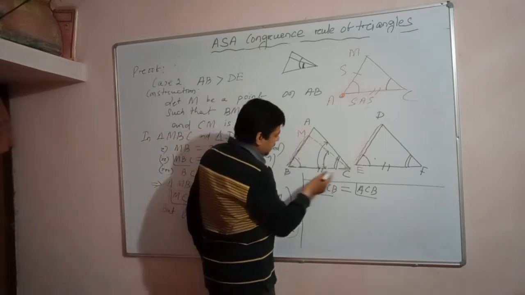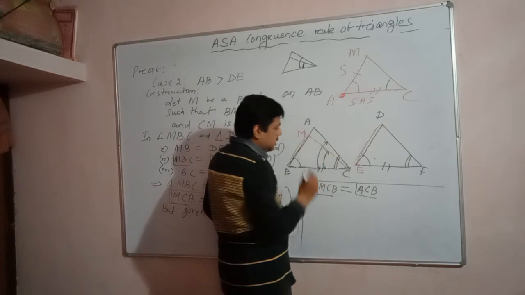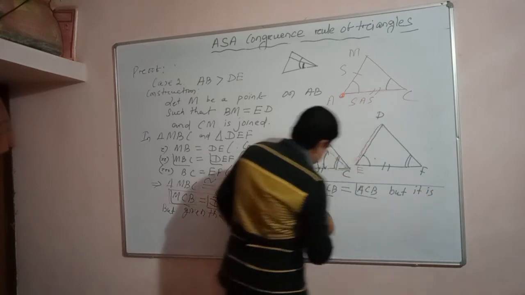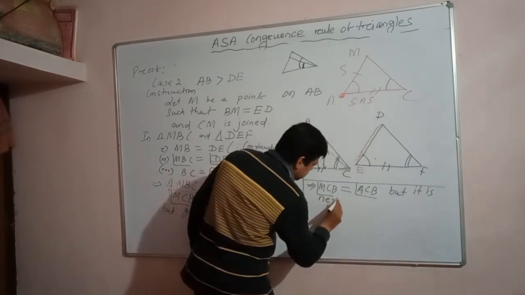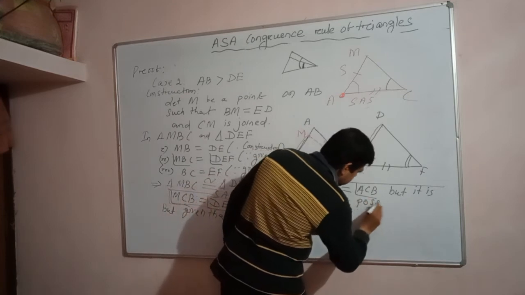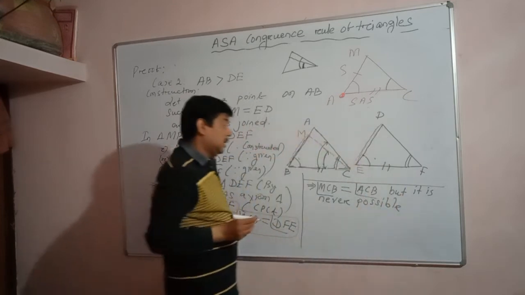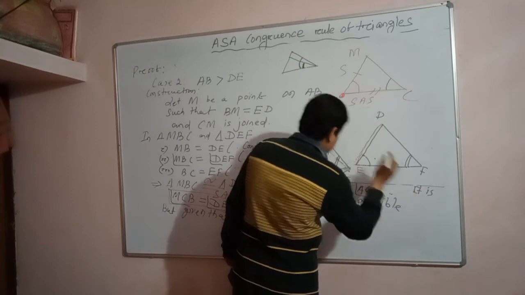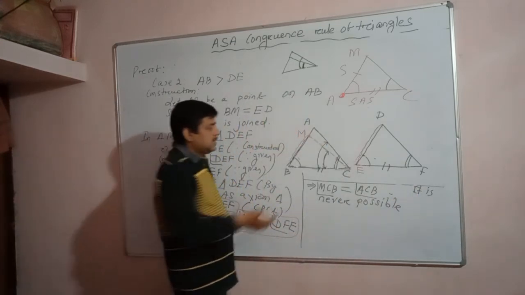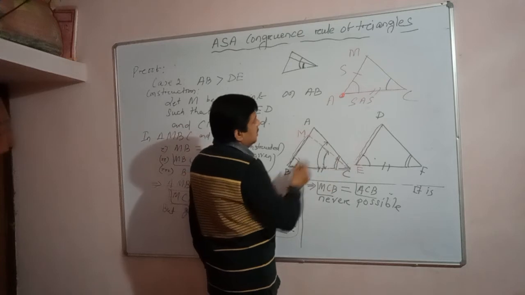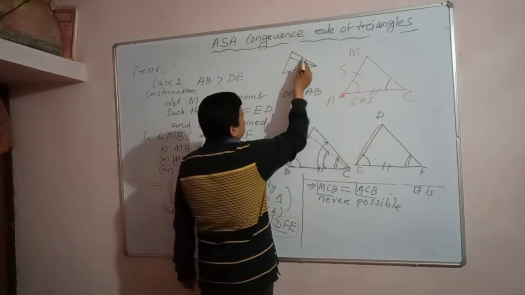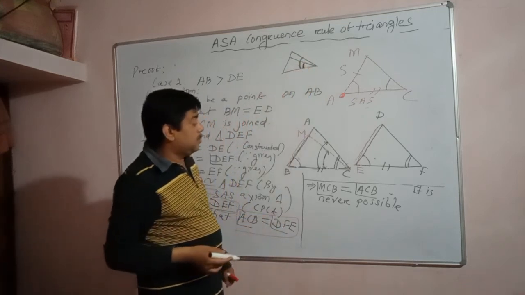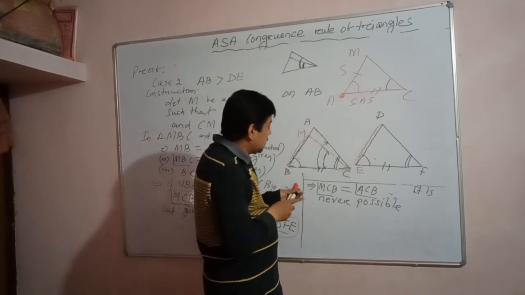MCB angle equal to ACB angle is never possible. It is impossible, because CM is the divisor of the angle ACB, so this angle can never be equal to the whole angle. But this can be possible. When can this be possible?